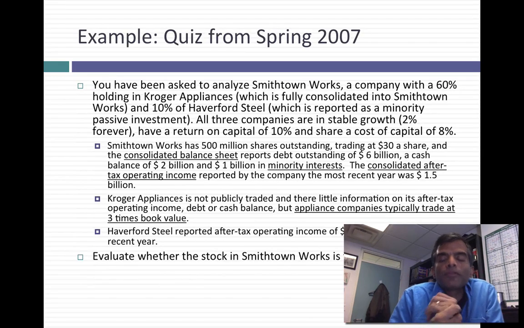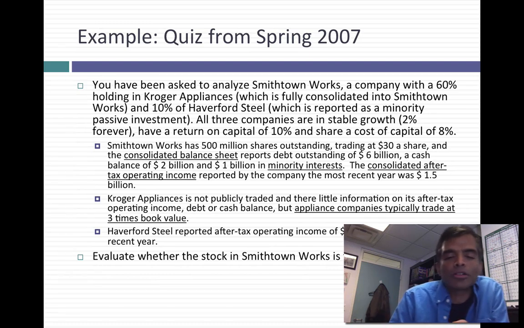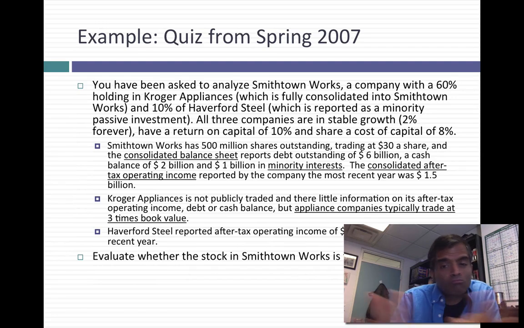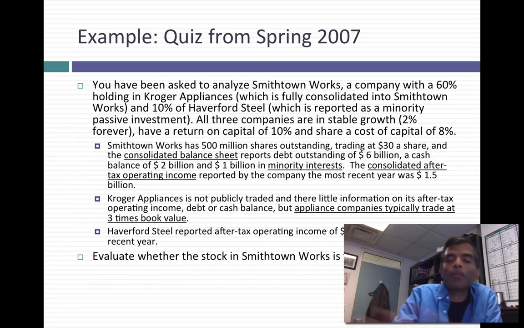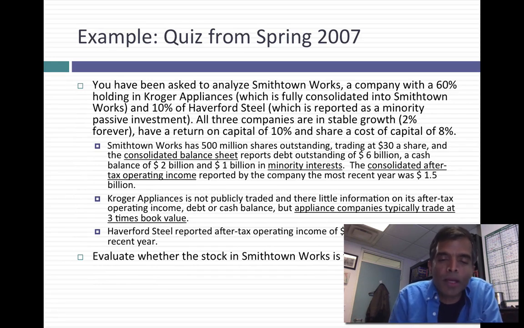So here's an example from spring of 2007. You've been asked to analyze Smithtown Works, a company with one majority holding in Kroger Appliances and one minority holding in Haverford Steel. I've made your life a little simpler by giving you the same growth rate, return on capital, and cost of capital for all three companies. That doesn't have to be. If you had more time, I'd give you different growth rates, different returns on capital, different cost of capital for each company. But I just wanted to make life a little simpler here.